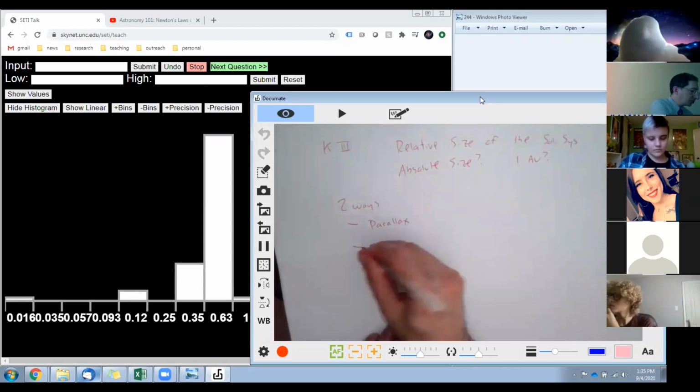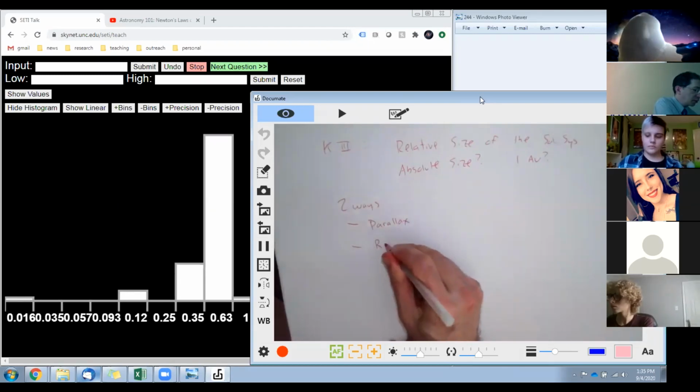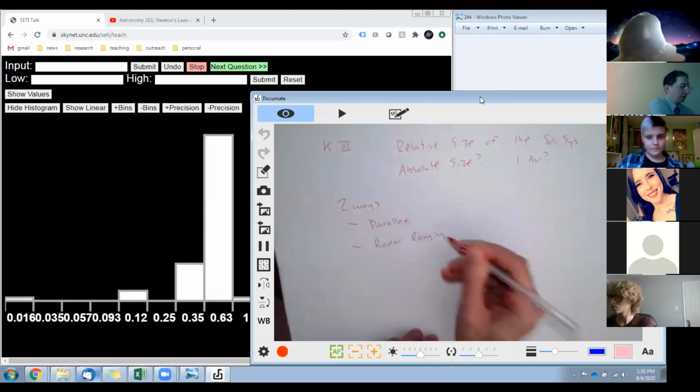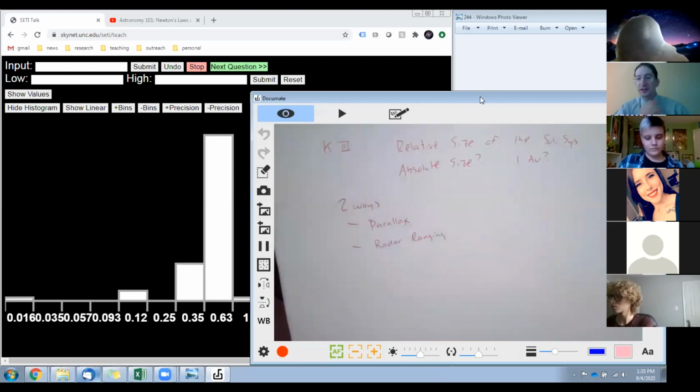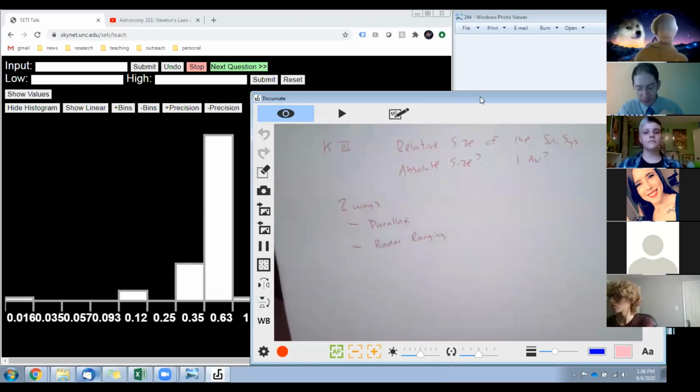And the other way, which of course gives the same answer, 1 AU is 1 AU no matter how you measure it, a more modern way is radar ranging. Parallax is used to measure distances, so we can measure the distance to Venus in that way, but partway through the 20th century, we could do it by just bouncing radio waves off of Venus and timing them. So 2 ways to do it.